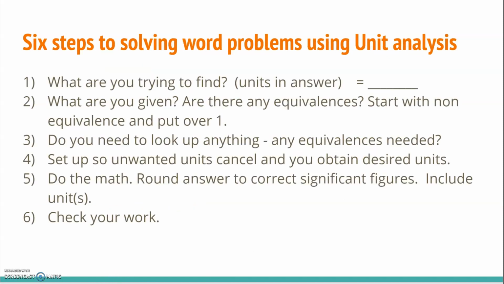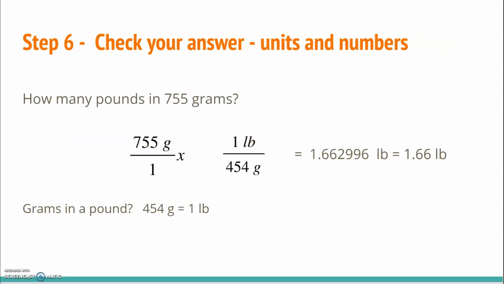And the last step is to check your work. I often forget this, but you can save yourself a lot of points on a test if you go back and check your work. First, I check the units. Do grams cancel? Did I want pounds? Yes. Then I'm going to check my numbers, and sometimes I just gut check the numbers. So I started off with a lot of grams, and I ended up with very little pounds. Does that make sense? Yes, because there are a lot of grams and very little pounds. So the numbers make sense.